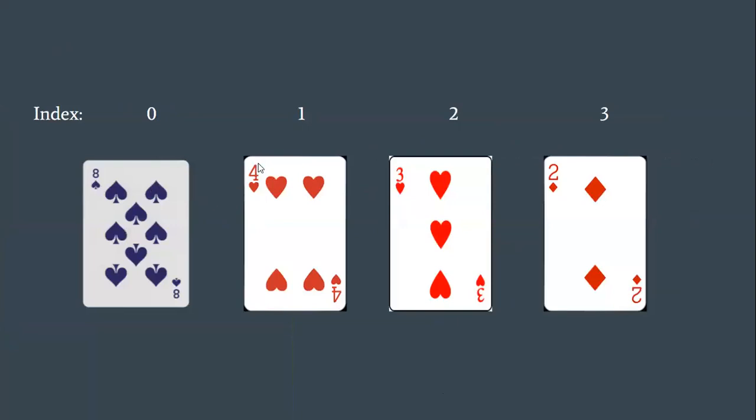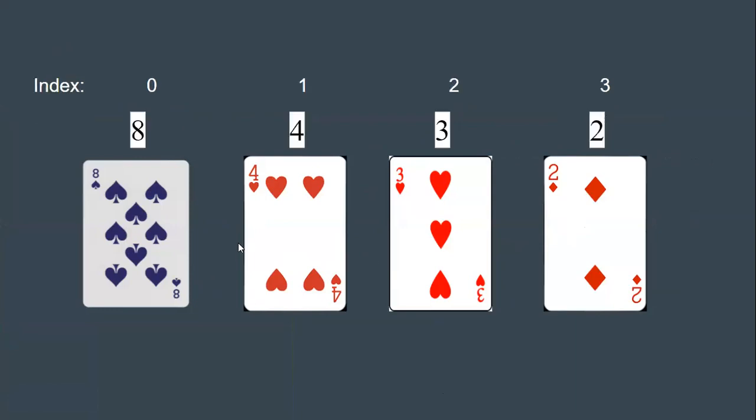We have 4 cards, and I put 4 indexes, starting at 0, 1, 2, and 3 for the 4 corresponding cards. Now, in order to sort these cards we do need a value. So I put an 8 for the 8 of spades, 4 for the 4 of hearts, 3 for the 3 of hearts, and 2 for the 2 of diamonds.